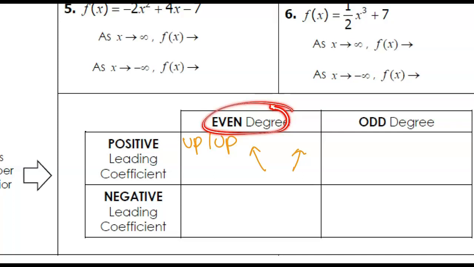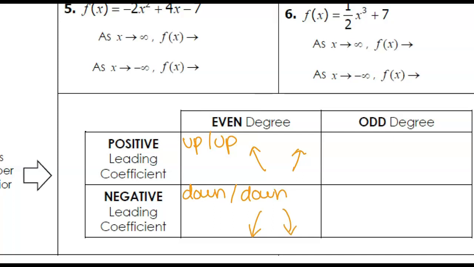So when it's x squared and it has this time a negative leading coefficient, where's it going to open? Down. They're both going to be opening down. So we're going to put down, down. Both ends of this graph on the left and right are going to be going down.